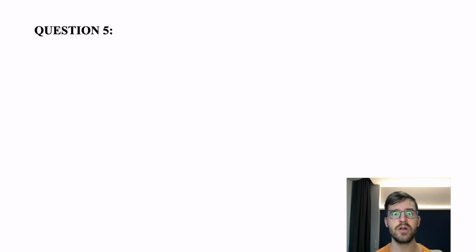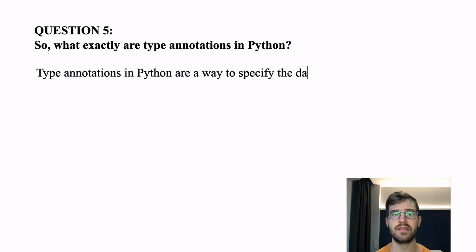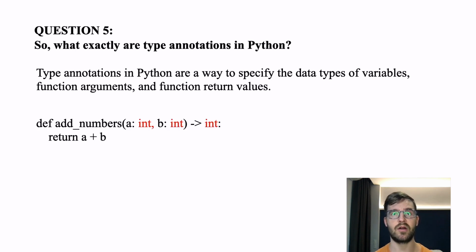Question number 5. What exactly are type annotations in Python? Type annotations in Python are a way to specify the data types of variables, function arguments, and function return values. You can see on your screen an example where we define a function add_numbers, where we pass two parameters, A and B, and we wrote annotations for these parameters. When you call this function, you use integer arguments, and the return value is going to be an integer as well.